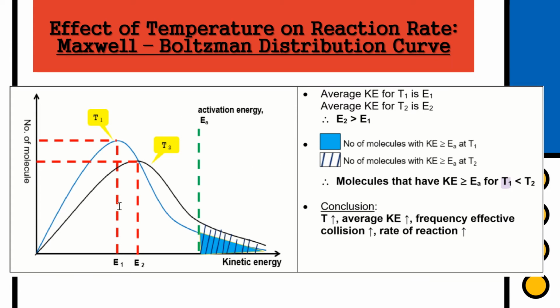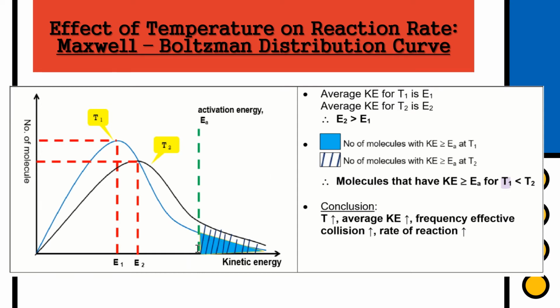The next part of this graph, as you can see, there is one dotted line showing the activation energy. Meaning, the area under the graph shows the number of particles that collide, and the area under the graph after the activation energy shows the number of molecules that have kinetic energy equal to or more than the activation energy. So the only part of the particles that will produce the product is this part, the one shaded here.